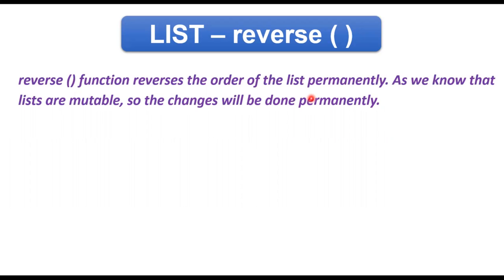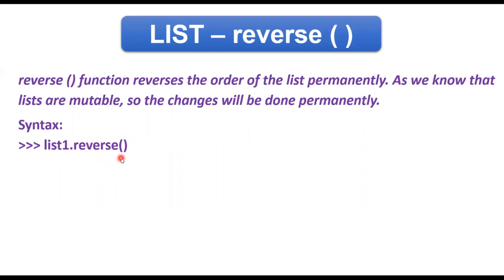And not only will they be displayed that way, but these changes will take place permanently in the list, because we have talked many a times earlier also that lists are mutable in nature. So as we know that lists are mutable, the changes will be done permanently. So what is the syntax for the same?